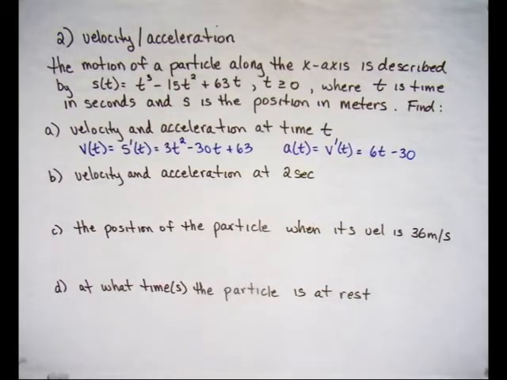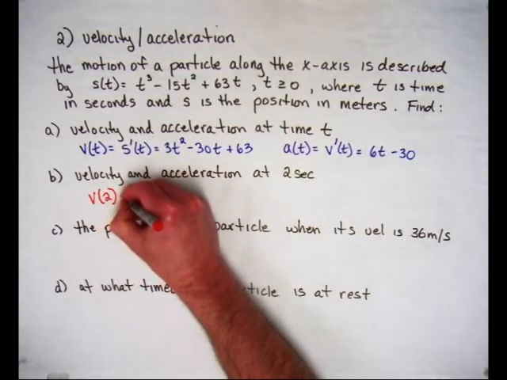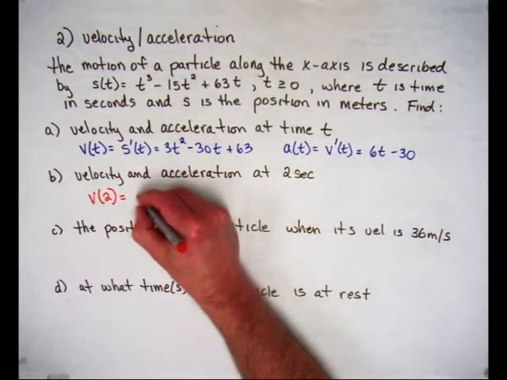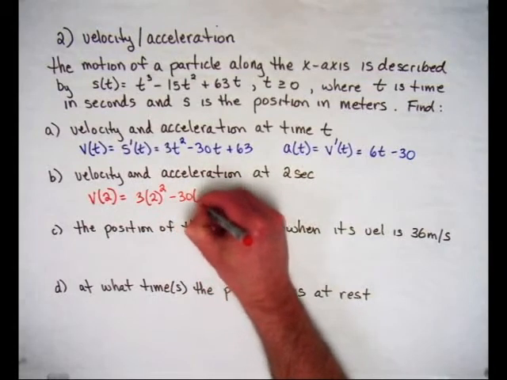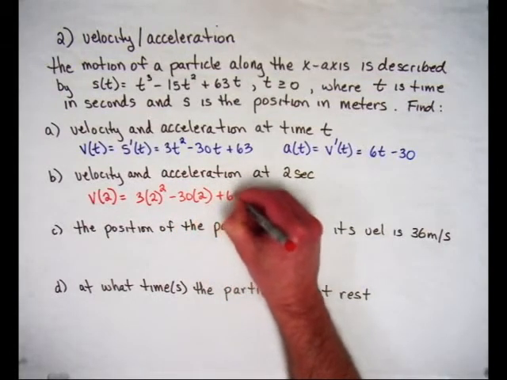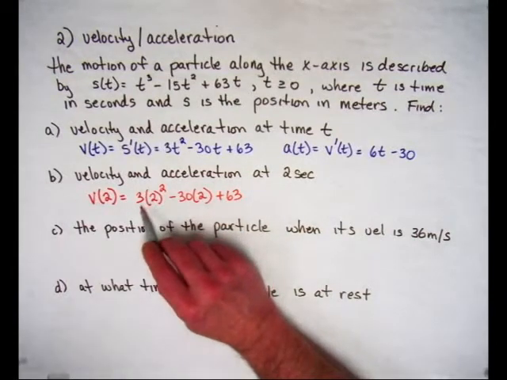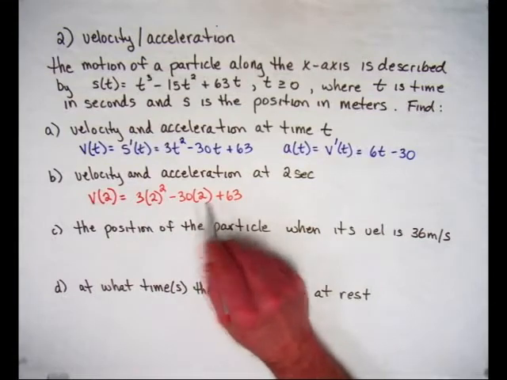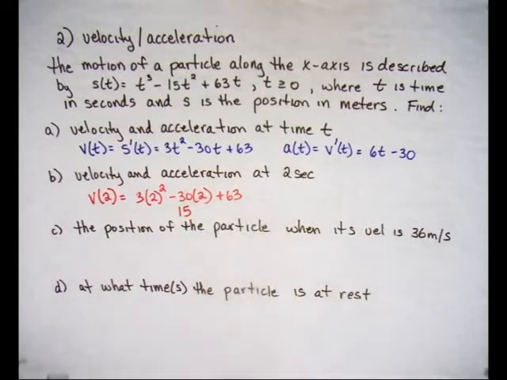The next question is simply asking us to be more specific. It is saying what's the velocity and the acceleration right at 2 seconds. So we want the velocity at 2, so we're going to use our velocity function. So 3 times 2 squared minus 30 times 2 plus 63. So 2 squared is 4 times 3 is 12, and this will be plus 3. So 12 plus 3 would be 15.